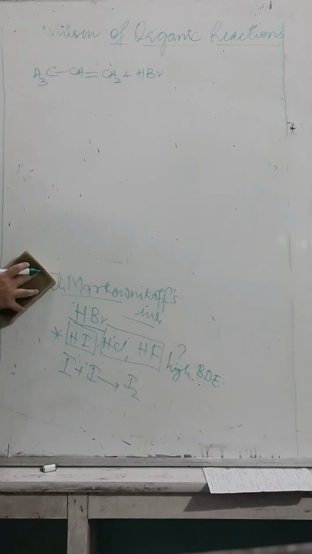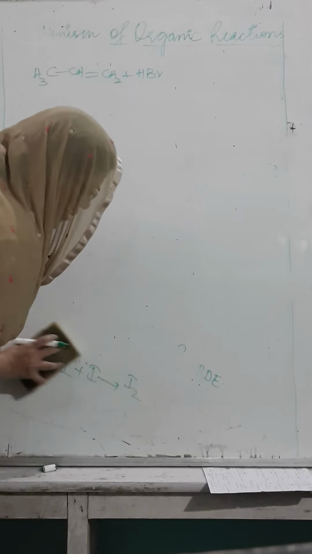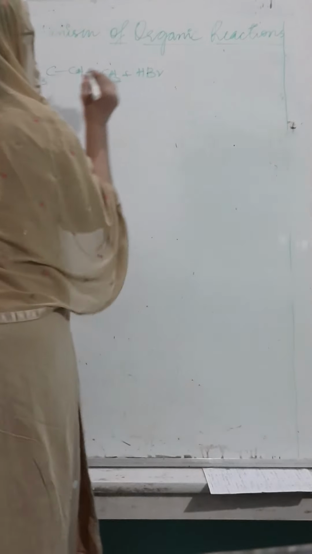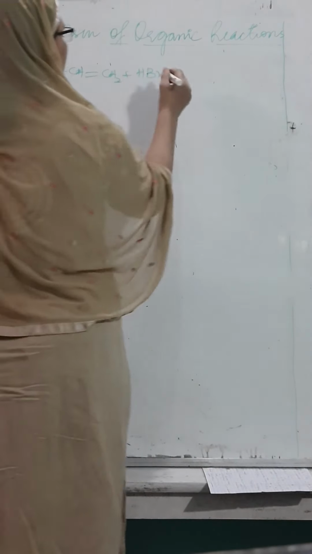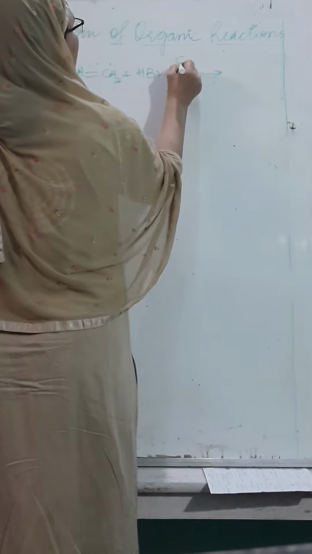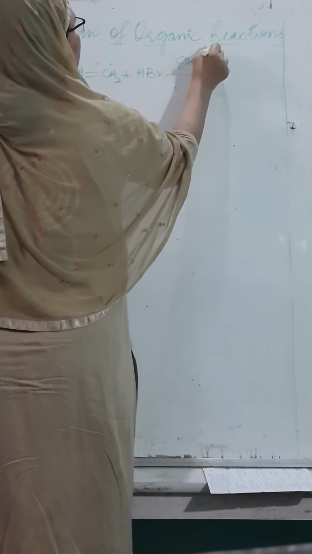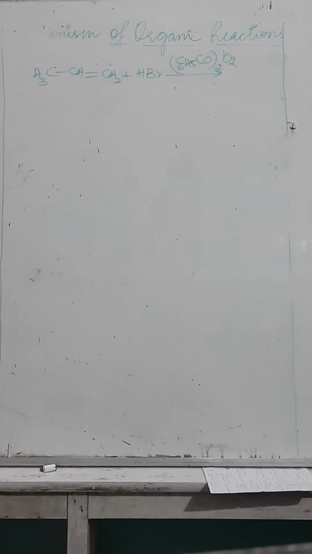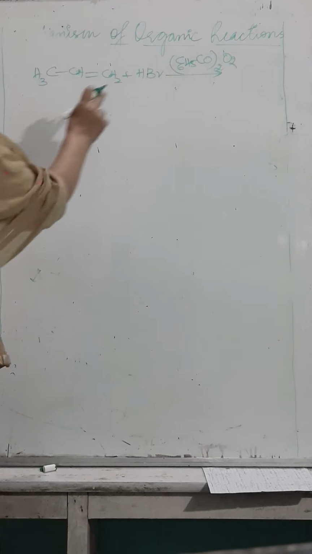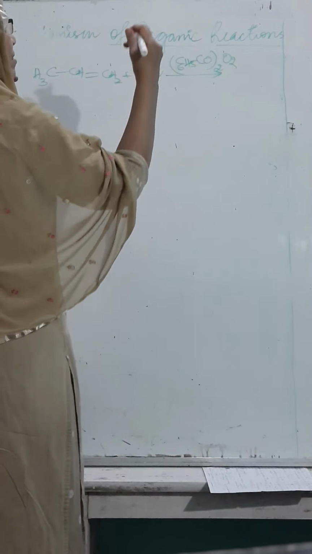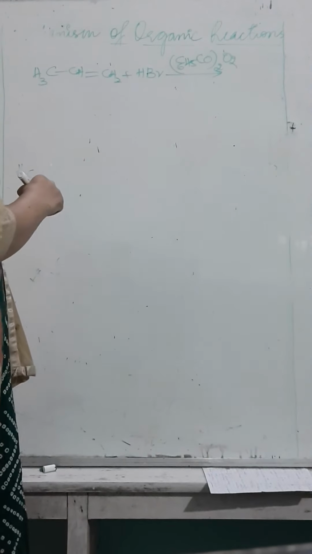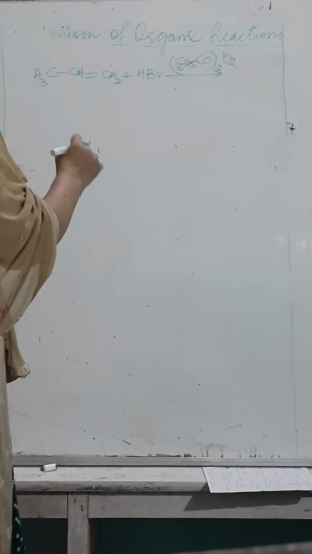Whereas, in the case of anti-Markovnikov's rule, we add HBr in the presence of C6H5CO taken twice O2. What is it? Benzoyl peroxide. Due to the presence of benzoyl peroxide, free radicals are generated. Once they asked in KC, which is the gas liberated during anti-Markovnikov's rule?